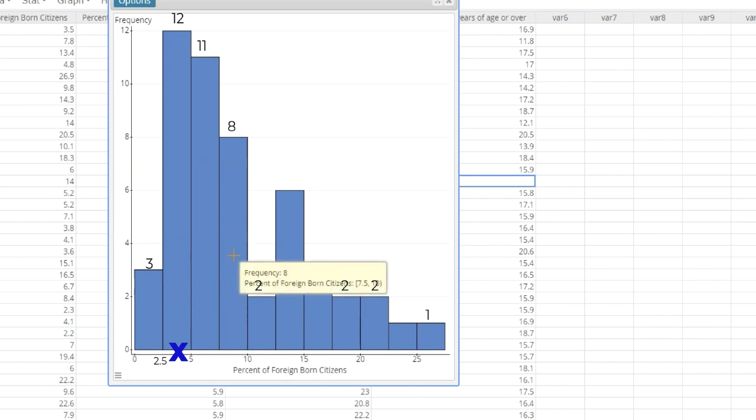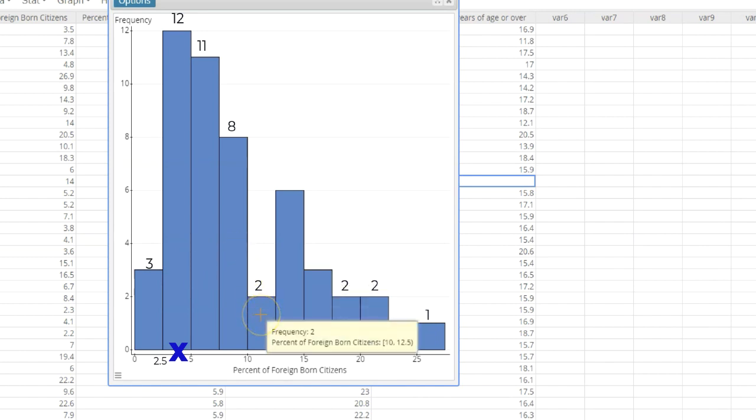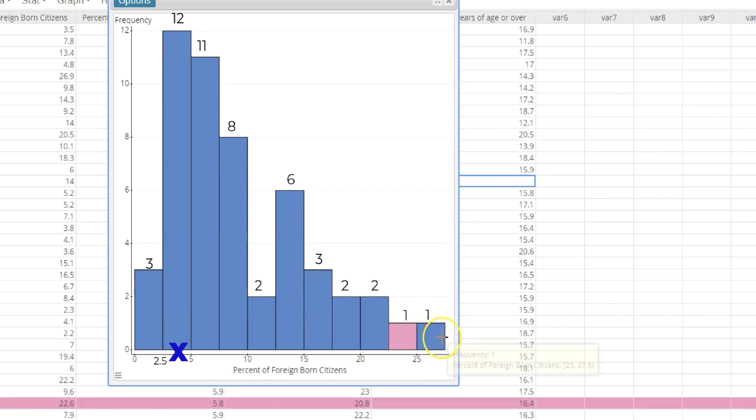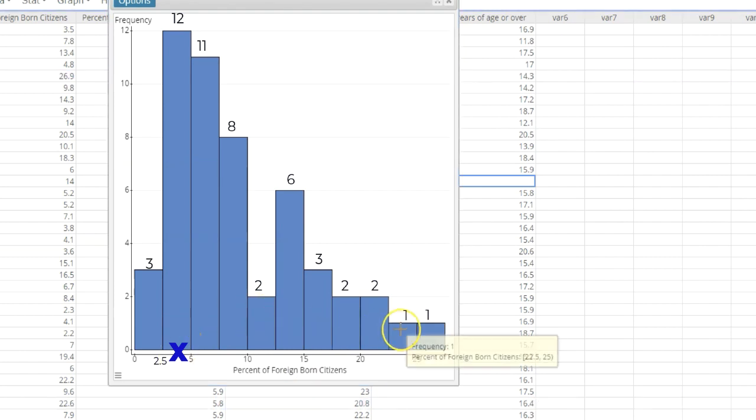Fourth bin, 8 states. 2 states that have a percentage between 10 and 12.5. 6 states. 3 states. 2 states. 2 states, and then 1 state each out here on the end. So if we add all these numbers, we'll know that that's actually 51.